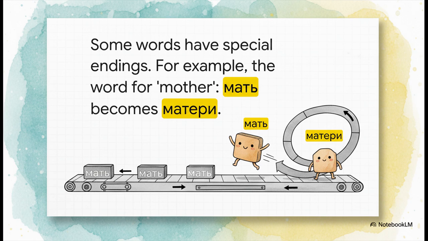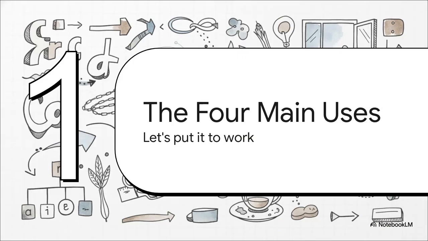Now, of course, like in any language, Russian has a few words that just love to be different, right? They don't follow the rules. A really common one is the word for mother, mat, which changes to materi. We're not going to get bogged down with all the exceptions today, don't worry, I just want you to know they're out there. Okay. You now know how to form the genitive. So let's get to the really good stuff. When and why you use it.